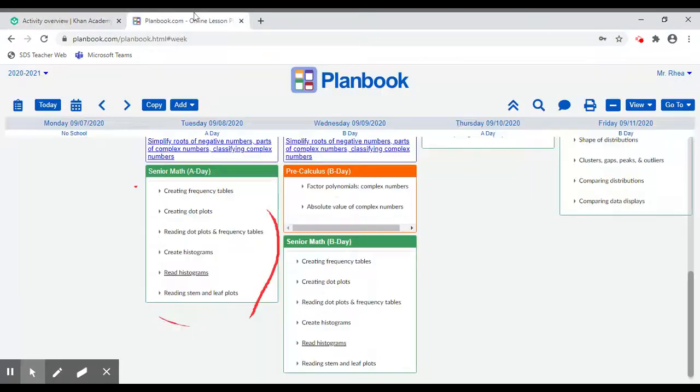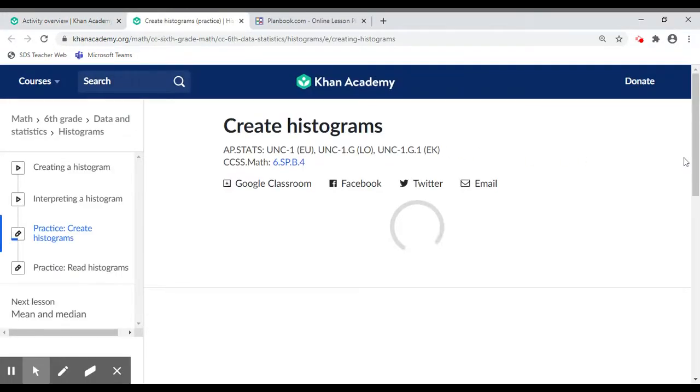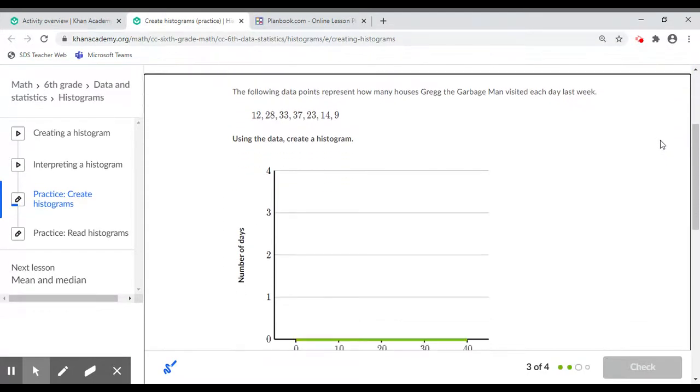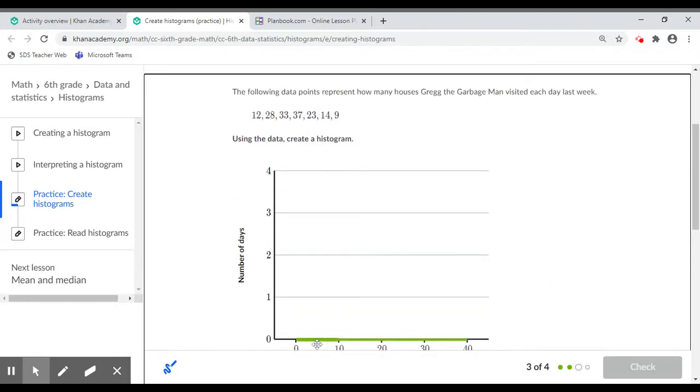All right, next one is creating histograms. Histograms, a lot of people think of as bar charts, so they're really not too far off. So a histogram is a lot like a bar chart, except we're going to focus on a space, not just one number. All right, so in between 0 and 10, how many occurrences in our data were in between 0 and 10? Right? How many times was 0 and 10 a house visit? Right, so I just see one number. That's 9. So I'm just going to go up to 1. There was 1 occurrence in the data between 0 and 10.